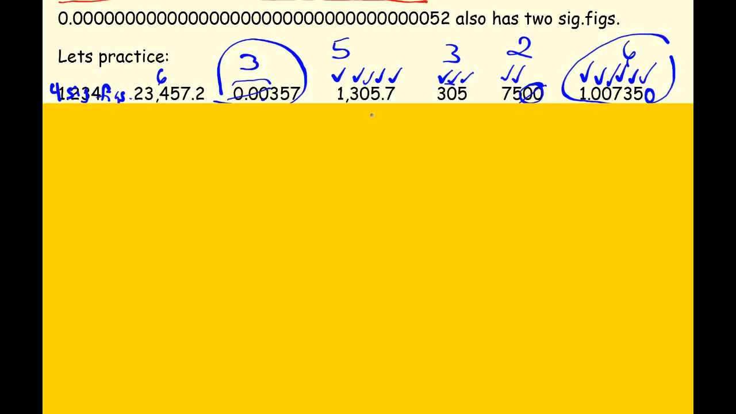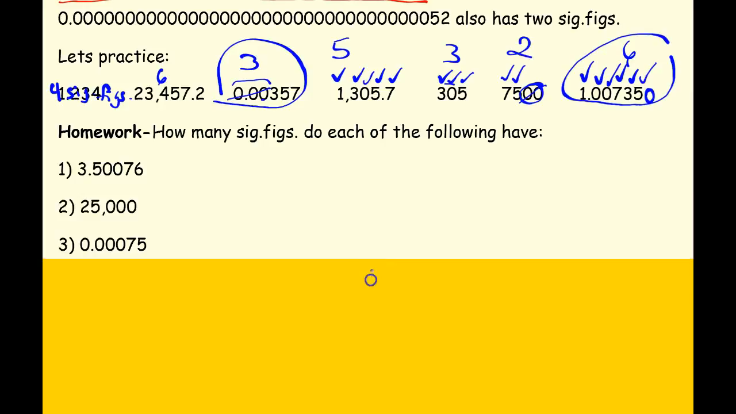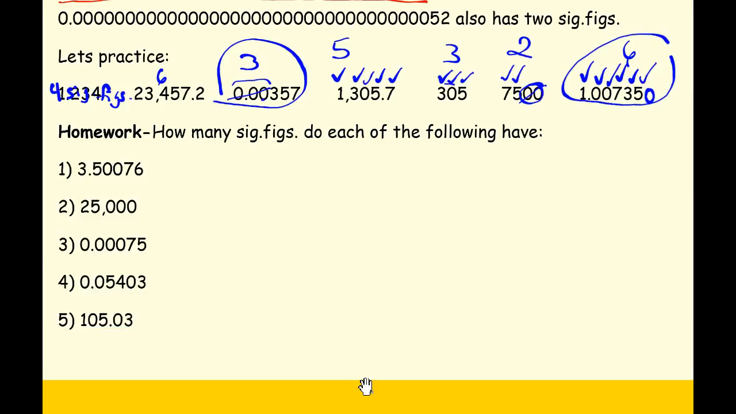For the next part of this activity, I would like you to do these 5 problems for homework. Just write them down in your notebook and write down how many significant figures each of these 5 quantities have, and then we will go over these answers tomorrow during bell work.